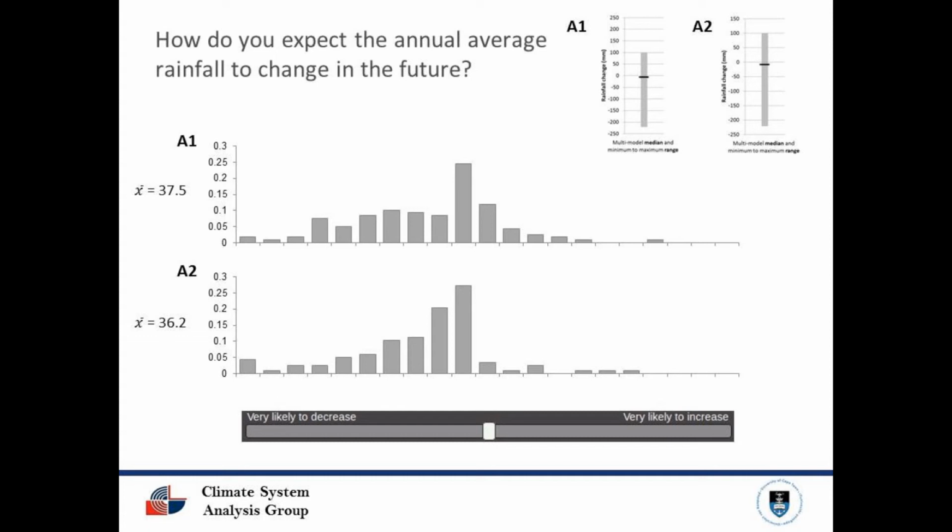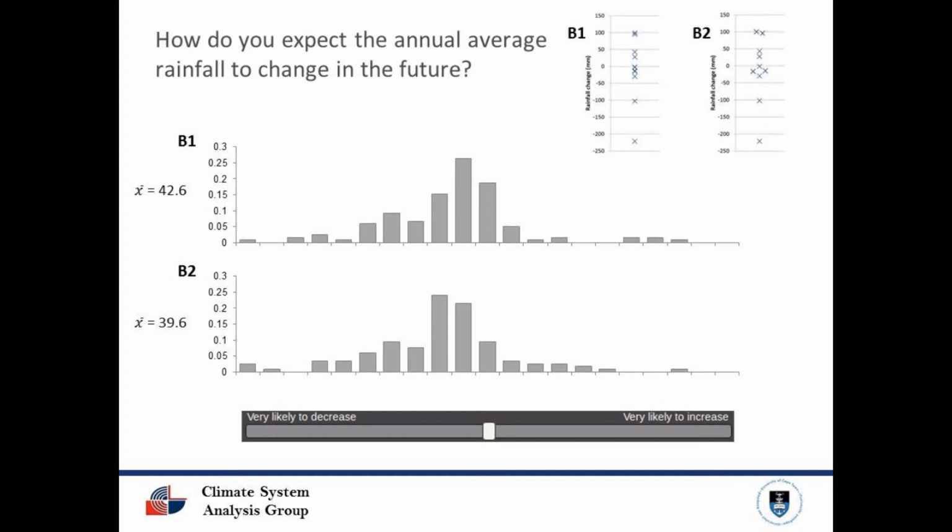So for A1, the mean was 37.5. It's on a scale from 0 to 100, which the person completing the survey doesn't see, but these are the numbers I get from the data. And then for A2, we have a slightly decreased mean, 36.2. But really, there isn't much of a difference between these distributions, between A1 and A2 here.